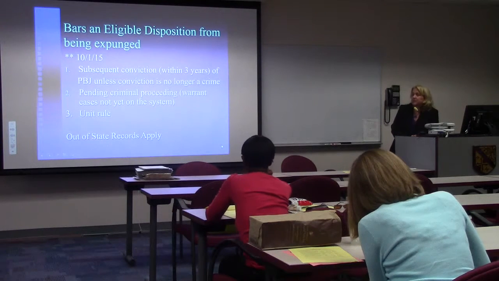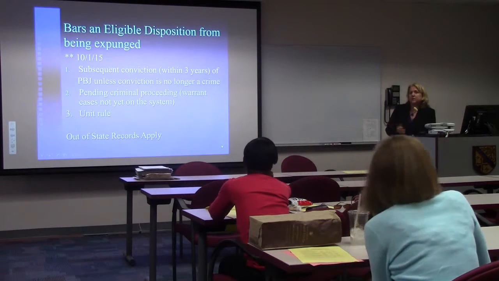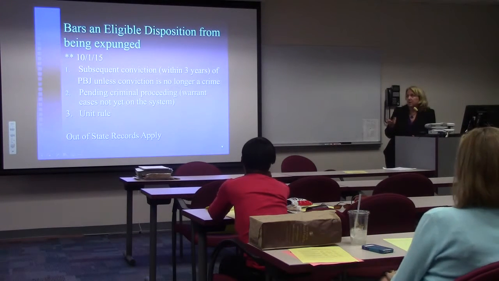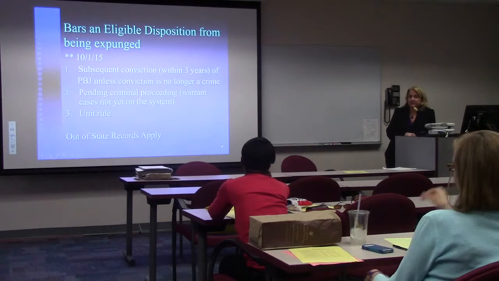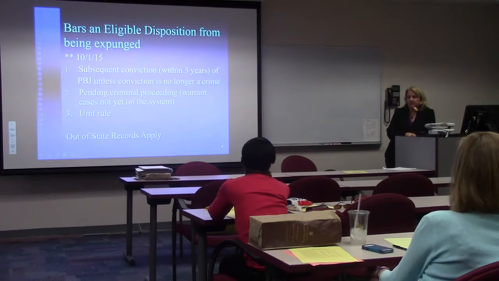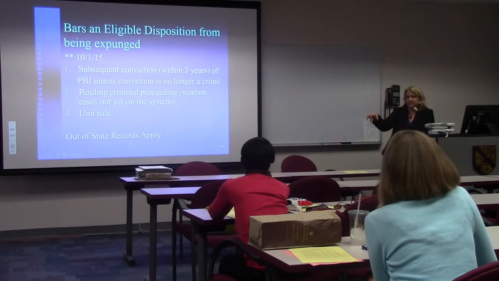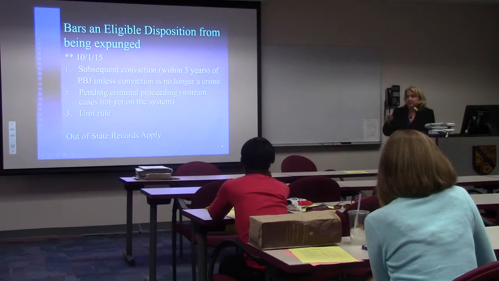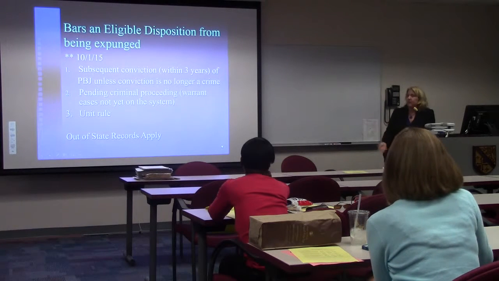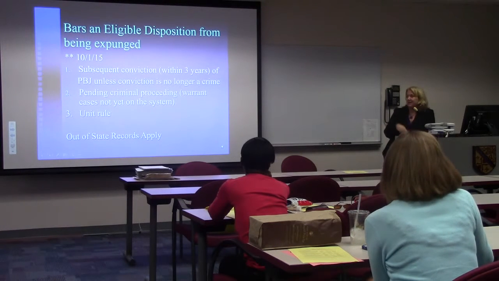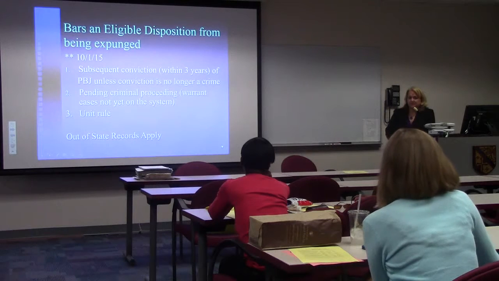The one thing I will say, and we're going to talk more about it when we come to shielding, because that's a new provision in the law, referred to as the Second Chance Act of Maryland: if the subsequent conviction of the PBJ is eligible to be shielded, and you get that case shielded, then you can go back and get the PBJ expunged, if that makes sense.